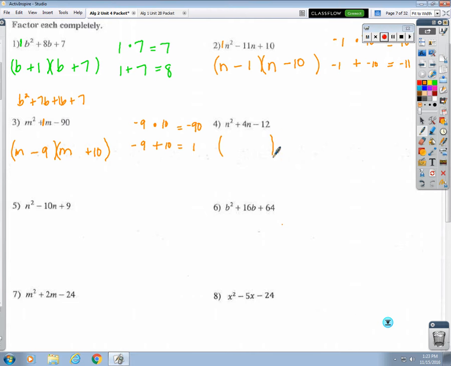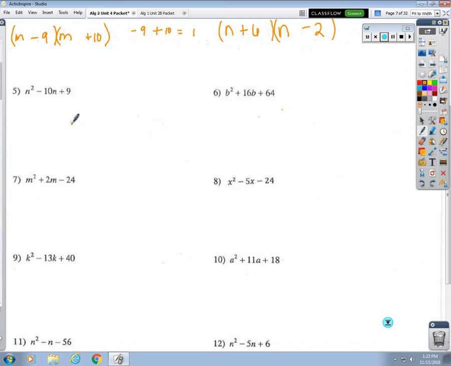At the beginning of each binomial, you need n, right, to make that n squared. And what numbers did you find that will multiply to a negative 12 but add to a positive 4? 6 and negative 2. Because 6 minus 2 is 4, and 6 times negative 2 is negative 12.